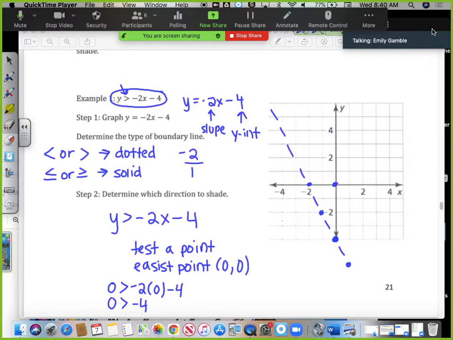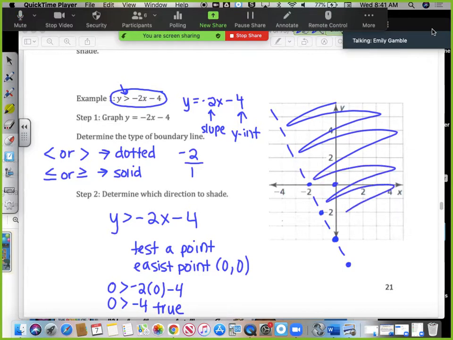Once you get that, then it's time for you to determine if that's true. Is 0 greater than -4? Yes. This is true, which means that all of the points in this area that 0, 0 is in is a part of the solution region, which then my brain was right in thinking that the area above is the answer. So then you have to shade it in. It doesn't have to be perfect. Here's how I shade it. Just go like this. Just show me which side is the answer.